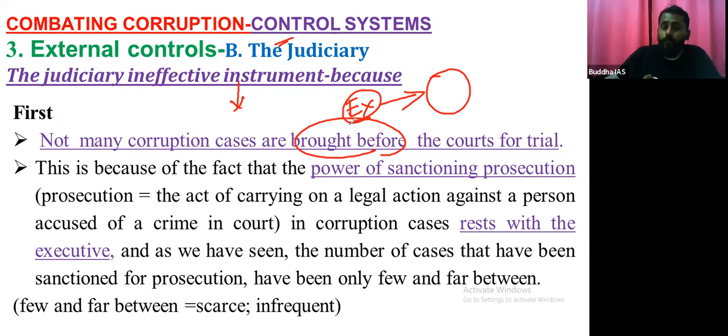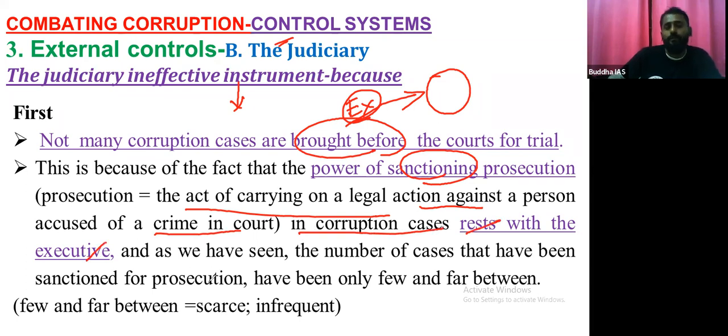Generally, not too many cases are brought to the court for trial. This is because the power of sanctioning prosecution, the act of carrying out a legal action against the person accused of the crime in the court in corruption cases, rests with the executive. And as we have seen, the number of cases that have been sanctioned for prosecution is only few and far below, right?